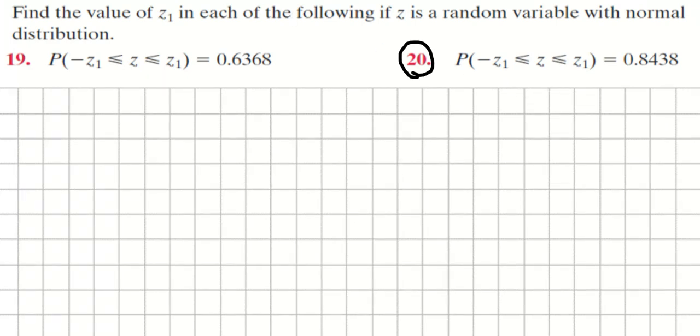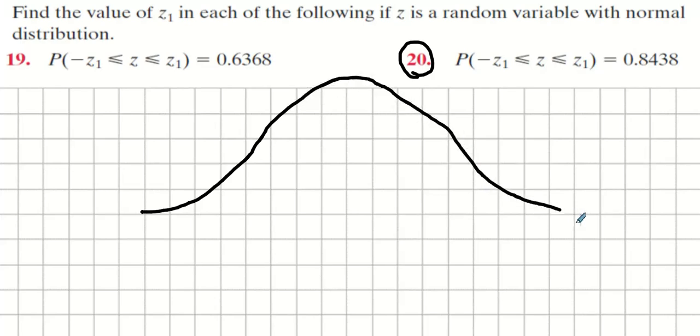What we have here is the same z-score on either side. There's minus z1 here, and there's plus z1 here. And what's in between those two is this region here.